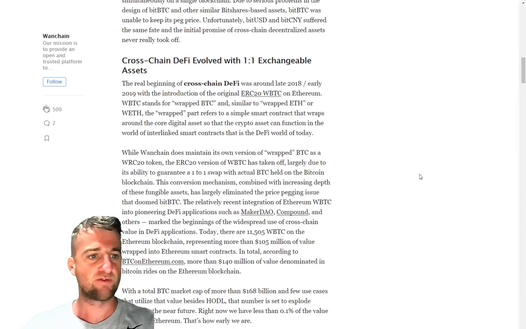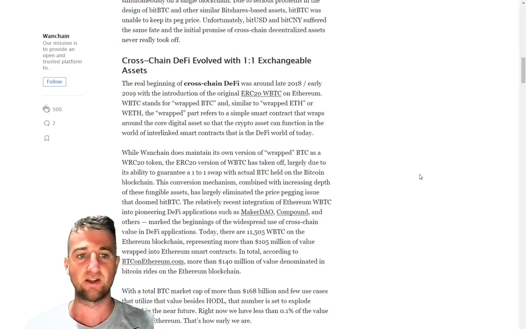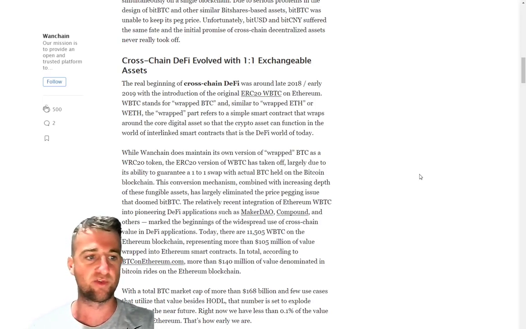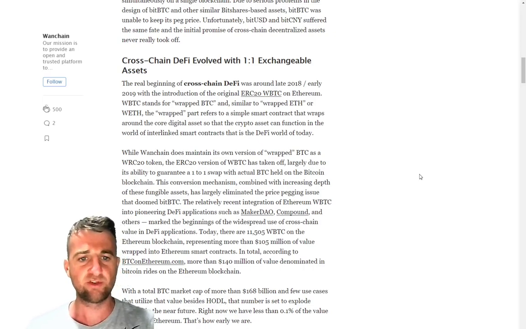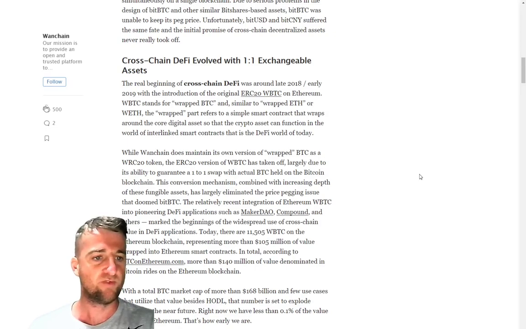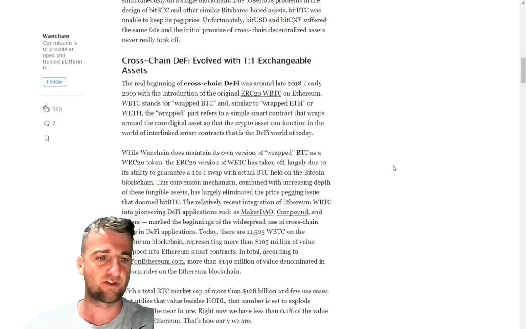So it does say the real beginning of cross-chain DeFi was around late 2018, early 2019, with the introduction of the original ERC20 WBTC on Ethereum. WBTC stands for Wrapped BTC, and similar to Wrapped ETH or WETH, the Wrapped part refers to simple smart contracts that wrap around a core digital asset, so a crypto asset can function in the world of interlinked smart contracts.